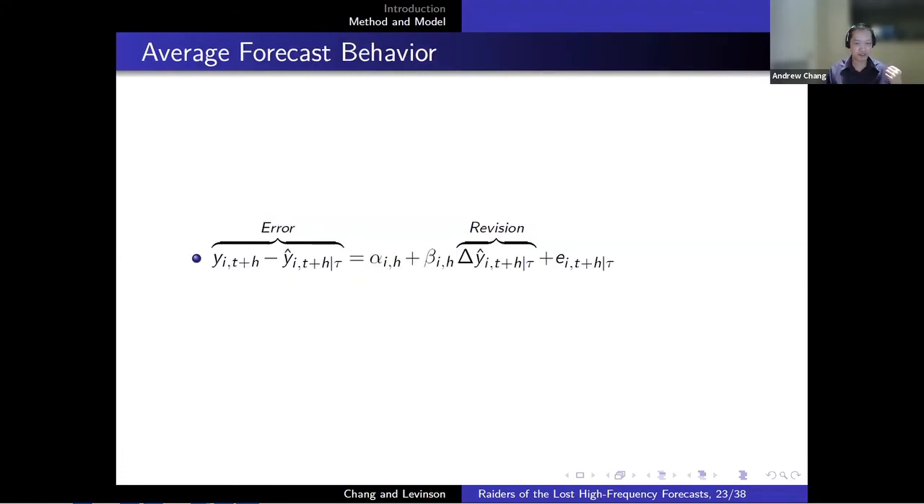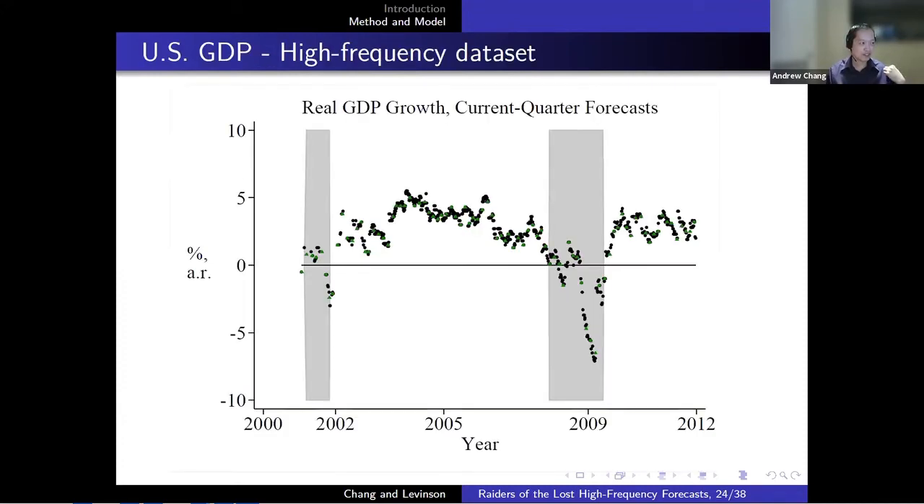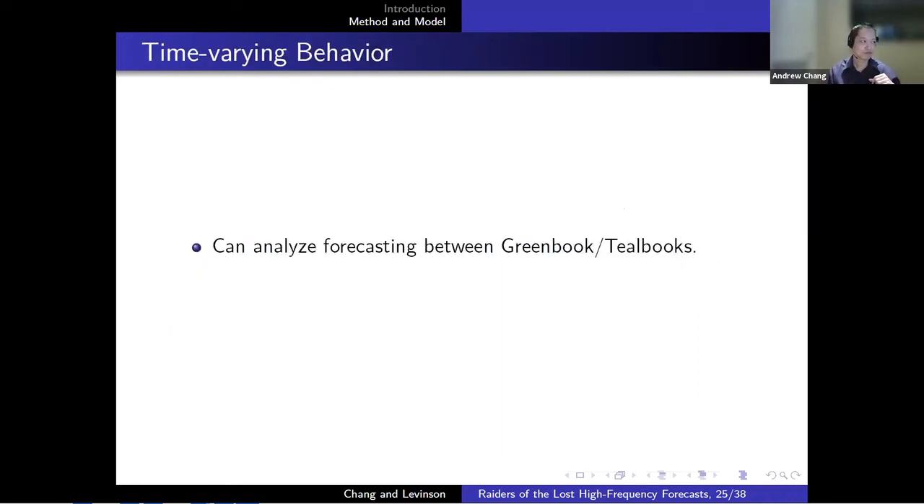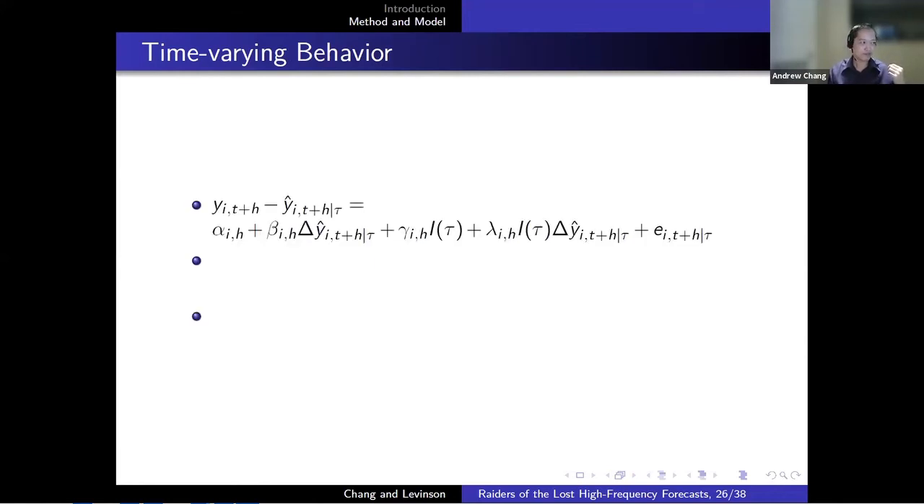Okay, so this is sort of predicting average forecast behavior, but one of the reasons we constructed this data set, constructing all of these projections for GDP and inflation between the green books and teal books, is that we want to look at time-varying behavior. We want to see whether the staff is more inclined or less inclined to over- or under-revise as a function of when the forecast is actually being created. Basically analyzing our behavior between the green books and the teal books. Okay, so what do we do?